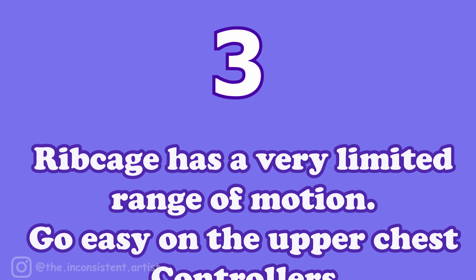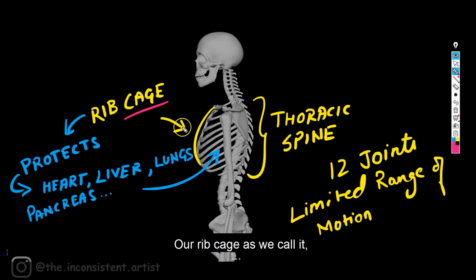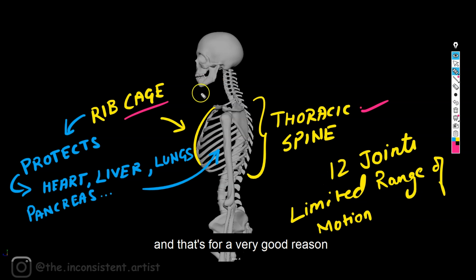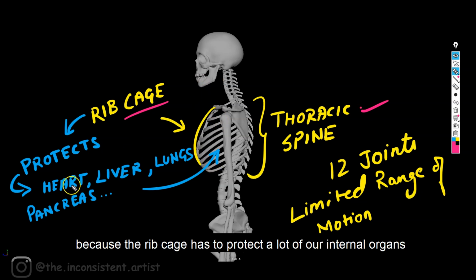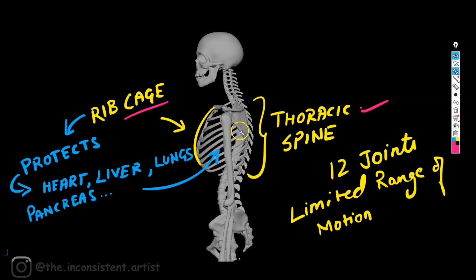Number 3. Ribcage has a very limited range of motion, so go easy on the upper chest controllers. Our ribcage, as we call it, is supported by the thoracic spine. The thoracic spine comprises 12 joints and has a limited range of motion, and that's for a very good reason. Because the ribcage has to protect a lot of our internal organs, and if the thoracic spine is loose, then we might end up hurting our organs.